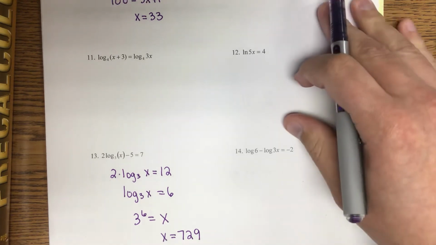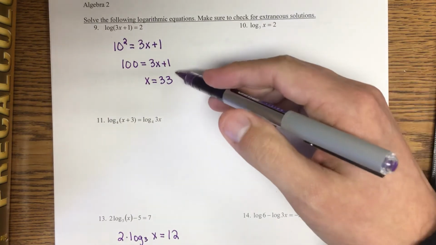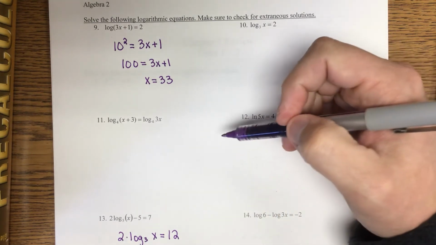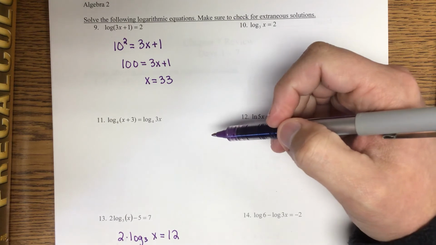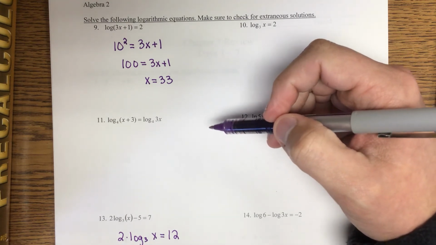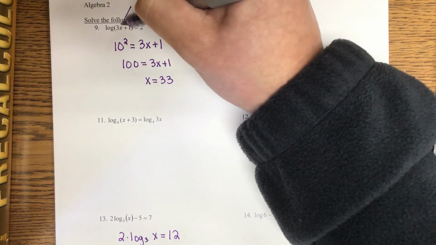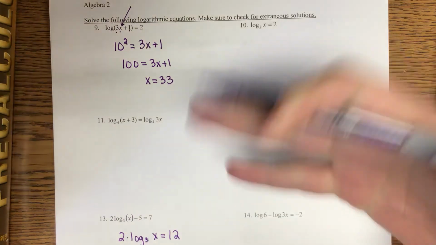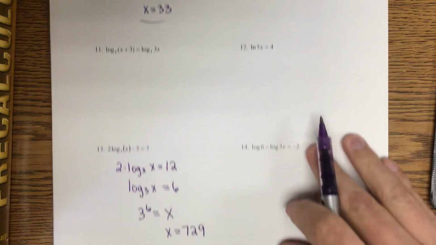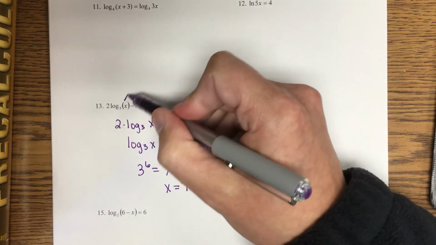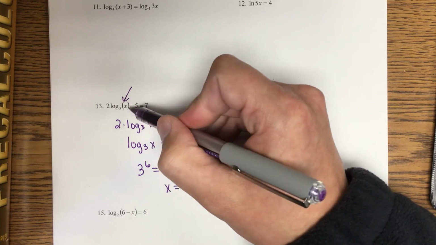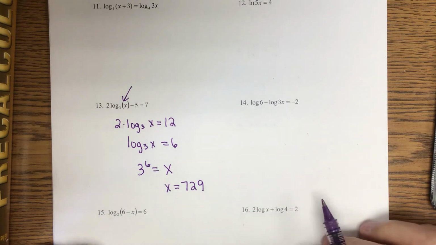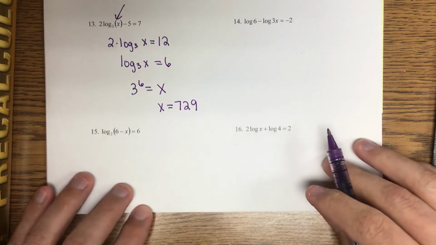Now, it's really important here to check your answers as well. I didn't check 9 nor 13, but if you had watched the video for the notes for day 7, basically you don't want to take the log of 0 or the log of a negative number. So if I plug 33 in here, 3 times 33 is 99, plus 1 is 100. We can take the log of 100. Over here, 729, if I plug that in, there is no issue with that. The log of 729 does exist. 729 is positive. So I'm going to end here with problem number 16.